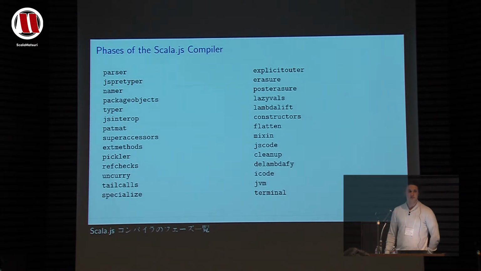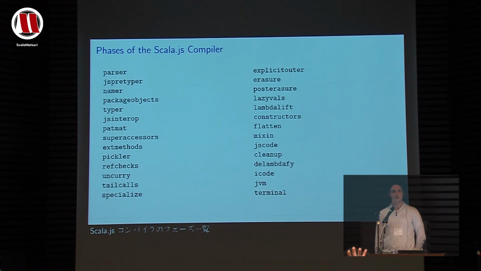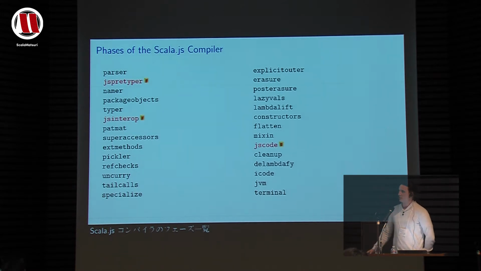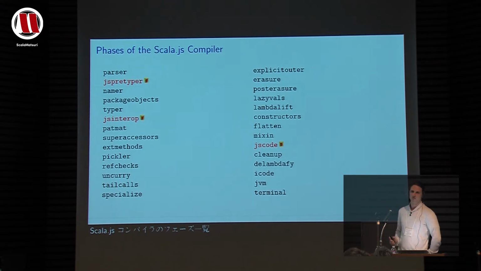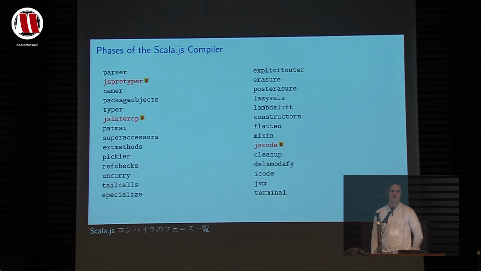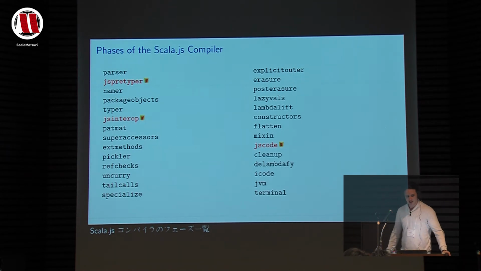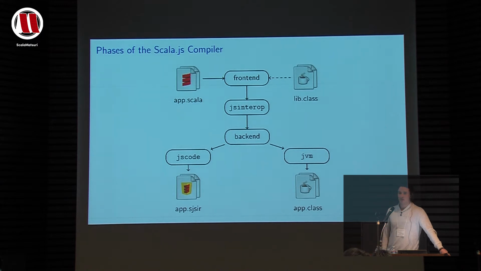These are the phases of the Scala.js compiler. Anyone been at Chris' talk about the Scala.js internals? So that might look familiar. Actually, only these three are really Scala.js. Everything else is just the normal phases of the Scala compiler itself. We get that for free, which is nice. So for our purposes, this actually looks much more like this.